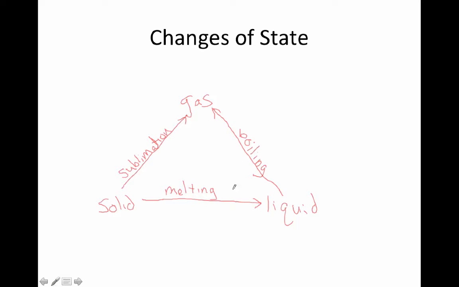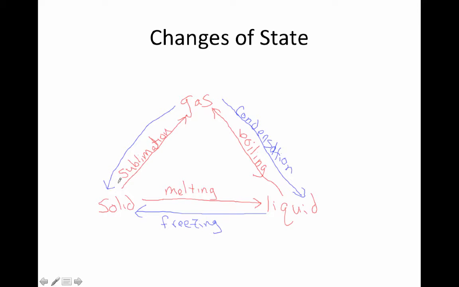We can also remove energy from each state of matter. And so if we remove energy from a liquid, we will end up with a solid, and that is called freezing. And if we remove energy from a gas, it can become a liquid, and that's called condensation. And if we remove energy from a gas, it could also become a solid, and that is called deposition.